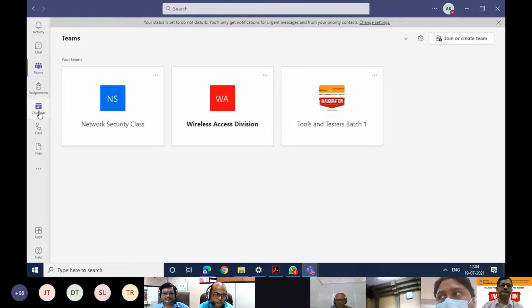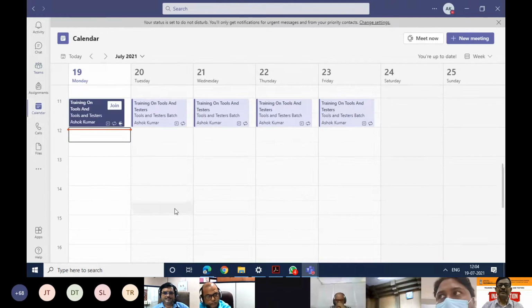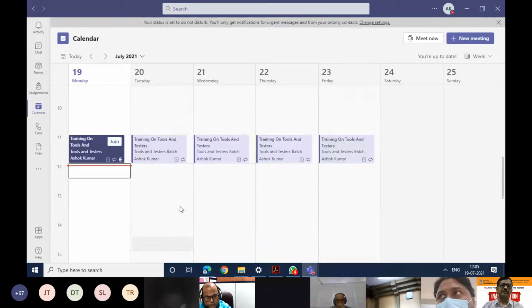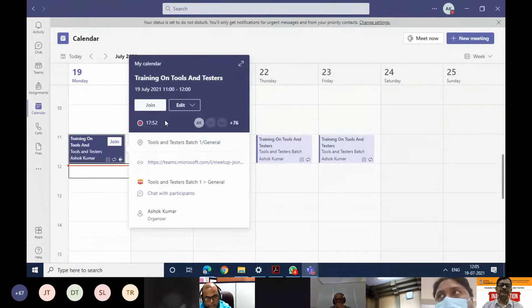So every day what you have to do is just click this calendar, and in the calendar you'll get this kind of option. There will be an already scheduled program, and you just have to click it and then click on the join option. This is one way of joining.